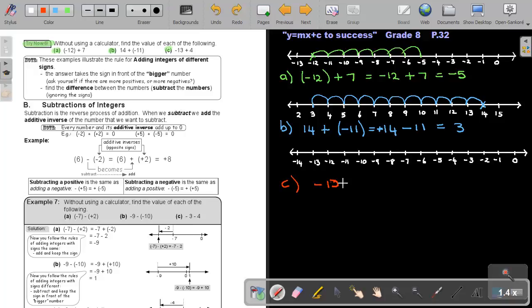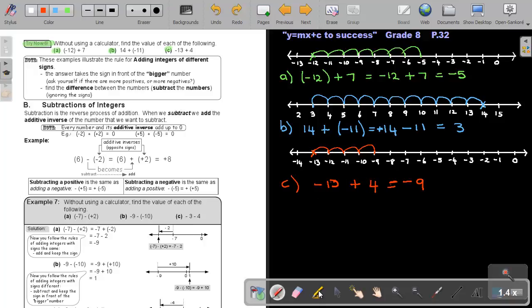Negative 13 plus 4. So start at negative 13. It's positive 4, so go 4 units to the right. 1, 2, 3, 4. And the answer will be negative 9. Again, it's negative 13 and positive 4, so the signs are different.